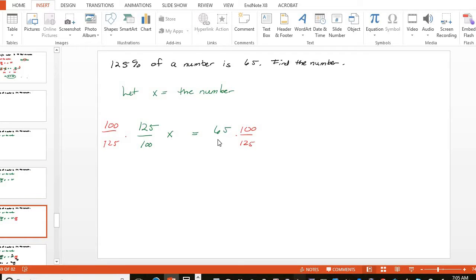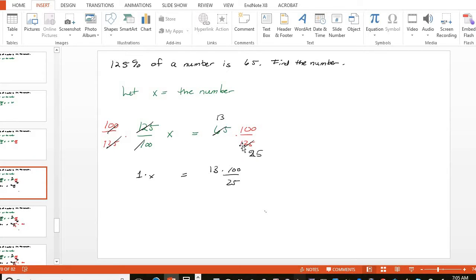Multiply both sides by the reciprocal of the numerical coefficient of this guy. And then we do some canceling. Over here, I think 5 goes into 65 13 times. 5 goes into 125 25 times. So I get this guy. I can reduce further. 25 goes into itself once. 25 goes into 100 4 times. And I'm left with 13 times 4. And I get the answer 52.